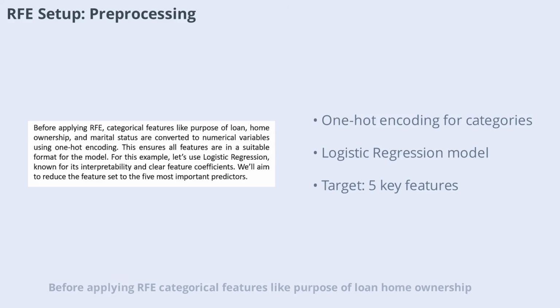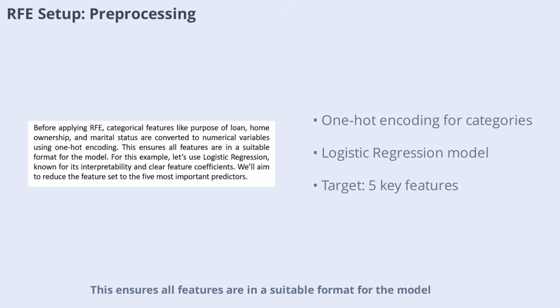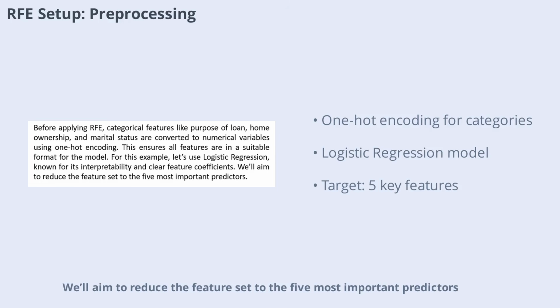For applying RFE, categorical features like purpose of loan, home ownership, and marital status are converted to numerical variables using one-hot encoding. This ensures all features are in a suitable format for the model. For this example, let's use logistic regression, known for its interpretability and clear feature coefficients. We'll aim to reduce the feature set to the 5 most important predictors.